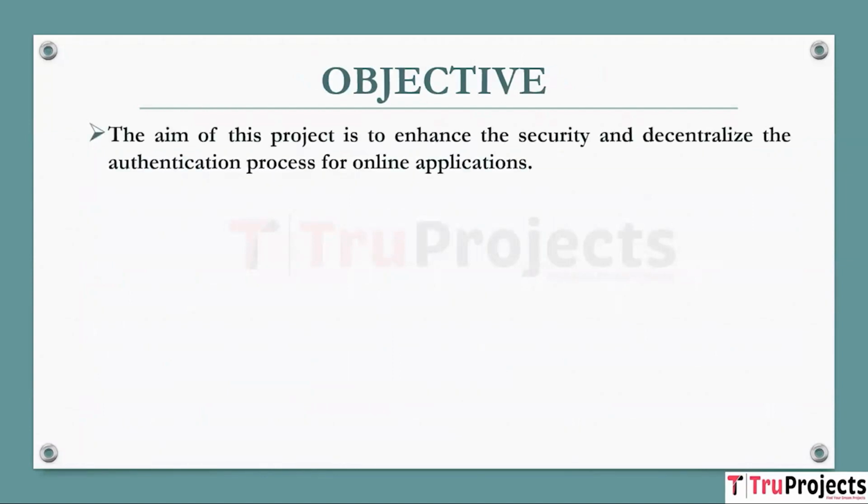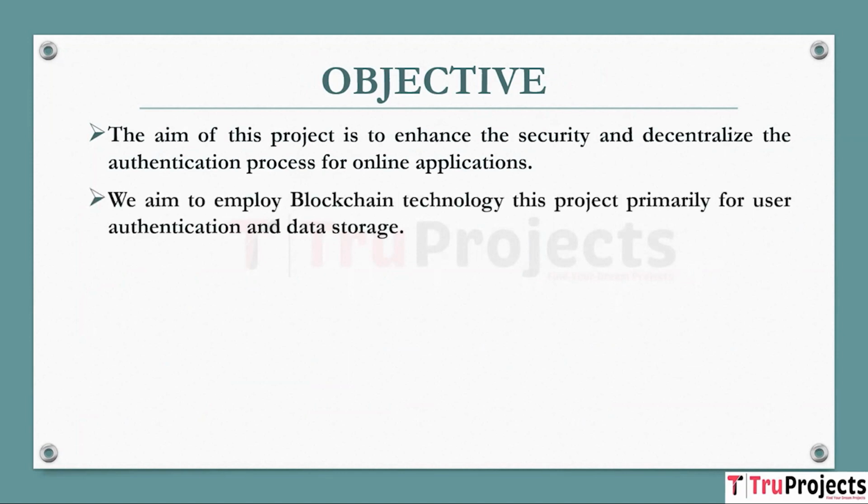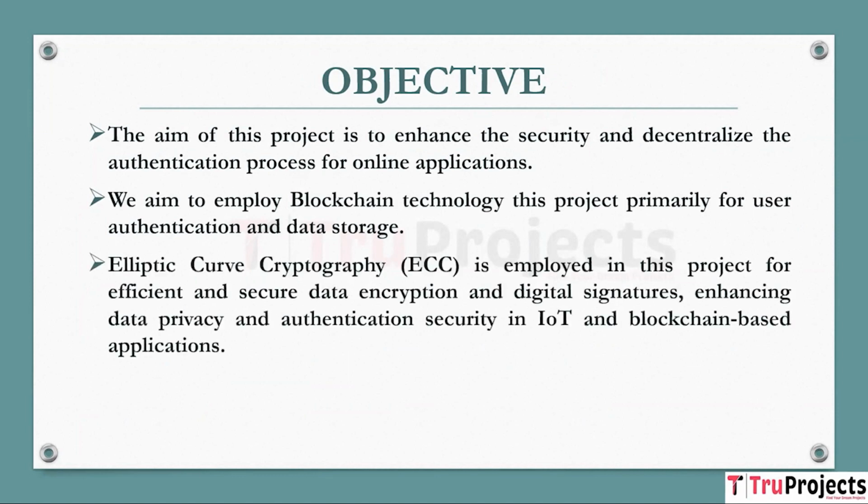Objective of the project. The aim of the project is to enhance the security and decentralize the authentication process for online applications. The primary purpose of implementing blockchain technology in this project is to bolster user authentication and ensure secure storage of the data. Elliptic curve cryptography is utilized in this project for its efficient and robust encryption, making it ideal for securing user data stored on the blockchain. ECC also plays a key role in digital signatures, ensuring data integrity and user authentication in the system while optimizing resource usage, which is crucial for IoT and edge computing environments.